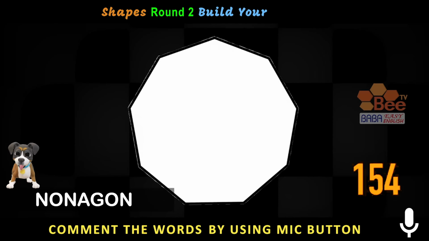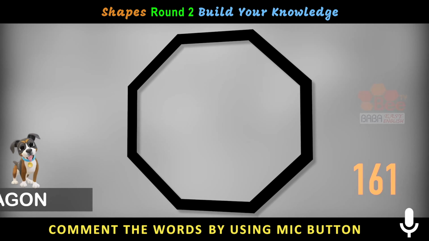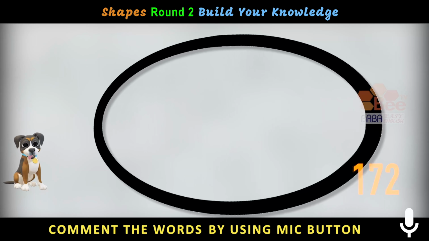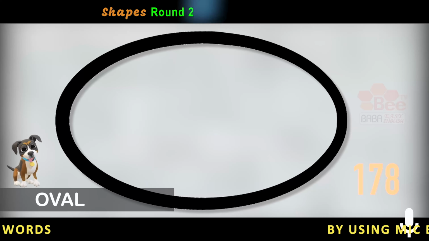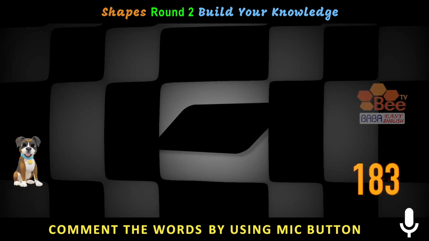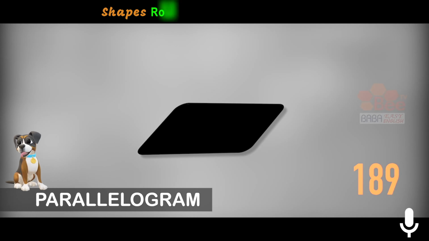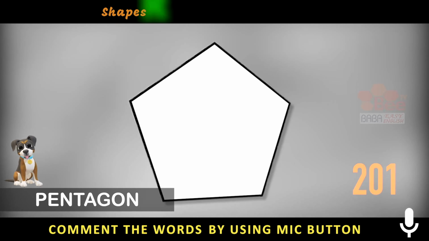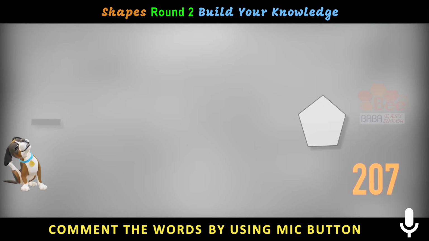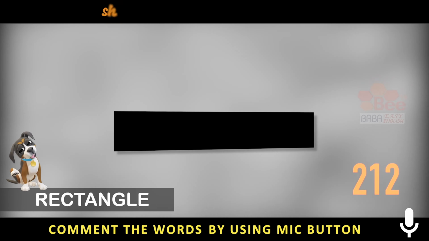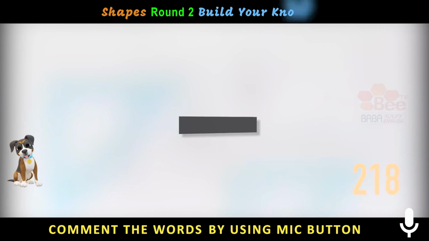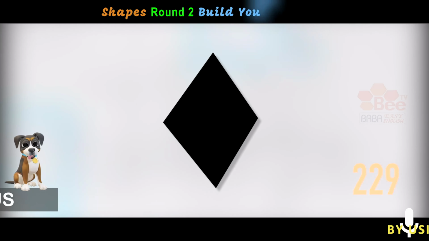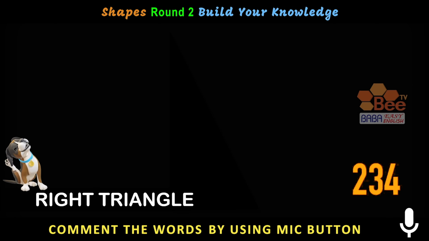Nonagon. Octagon. Oval. Parallelogram. Pentagon. Rectangle. Rhombus. Right triangle.